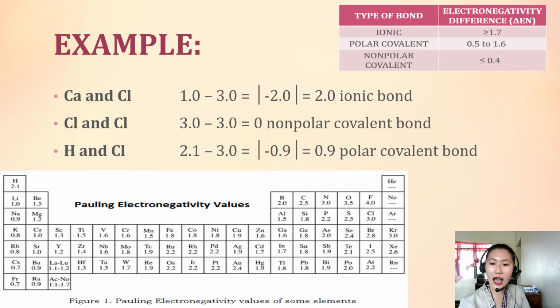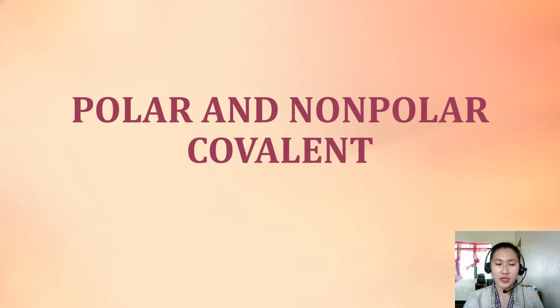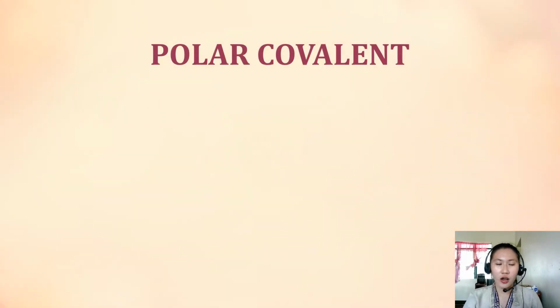So that is how we will identify the polarity of molecules based on its electronegativity difference. So did you get it, class? Very good. So now let us discuss what is polar covalent and what is nonpolar covalent bond. Okay, so first let us discuss polar covalent bond. So covalent bond, as we discussed a while ago, is a sharing of electrons between two nonmetal atoms.